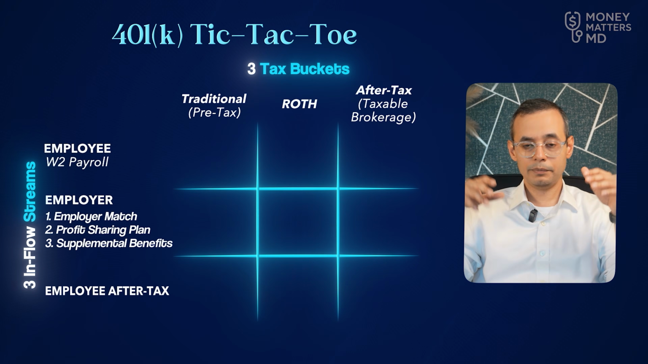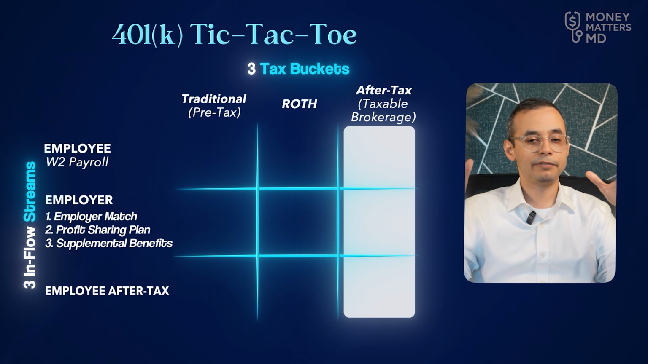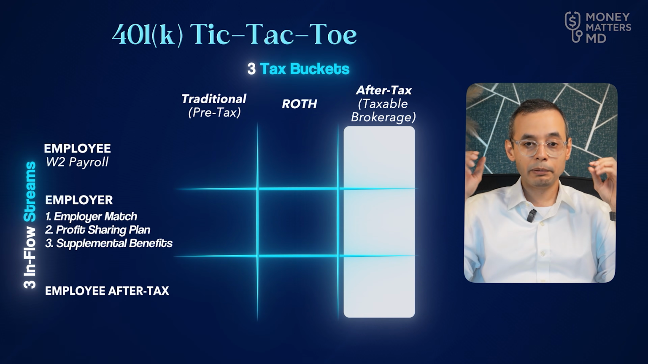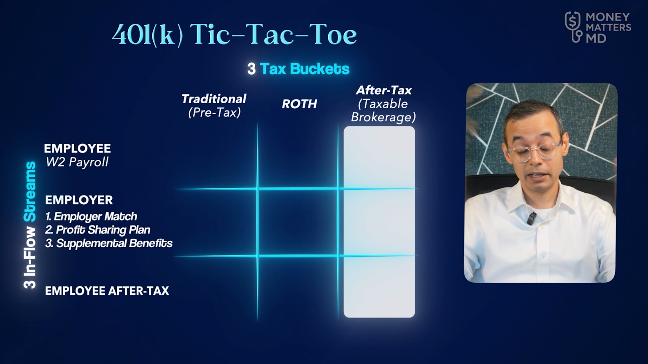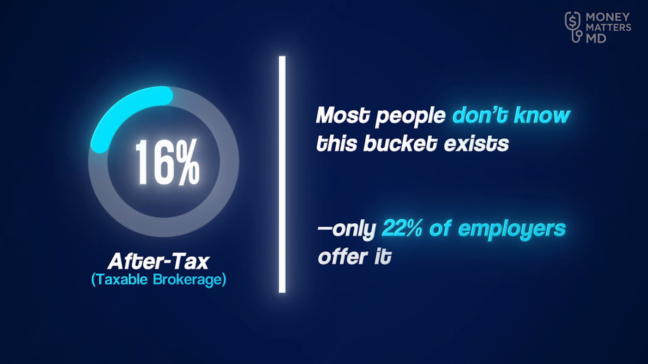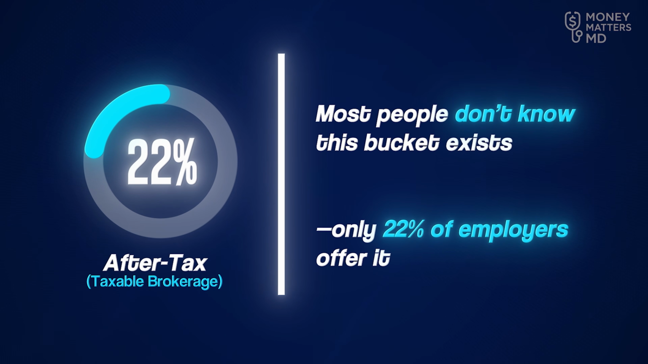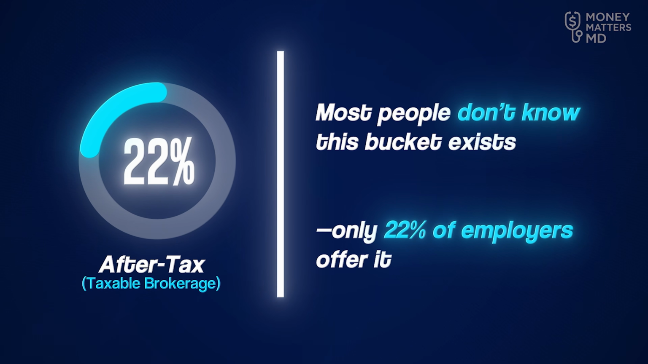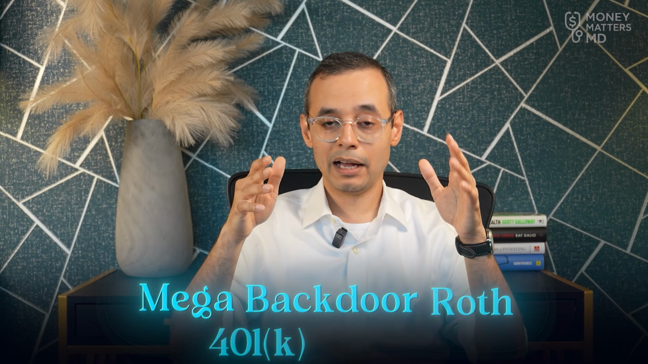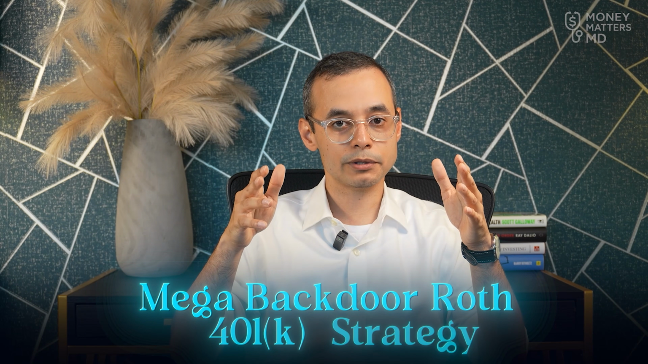The third column is the last tax bucket, which is the after-tax bucket. Now, most people don't even know that this tax bucket exists, and only up to 22% of employers even provide this option to their employees. But if you have this option, you have unlocked the Mega Backdoor Roth 401k strategy for yourself. I'll discuss the Mega Backdoor Roth 401k strategy later in this video.